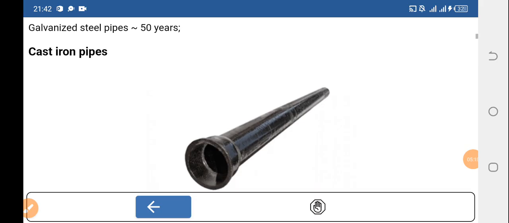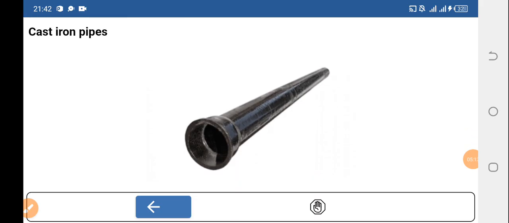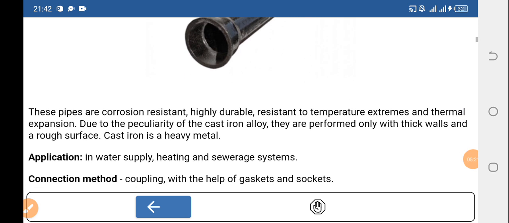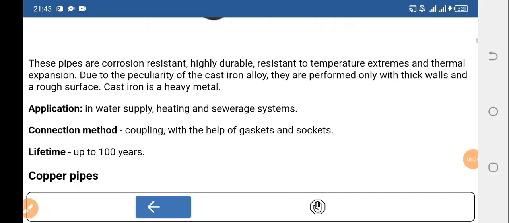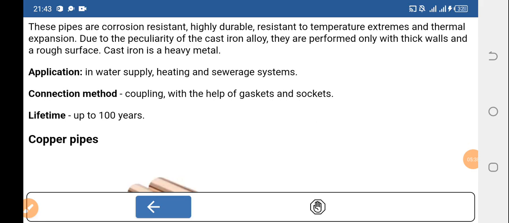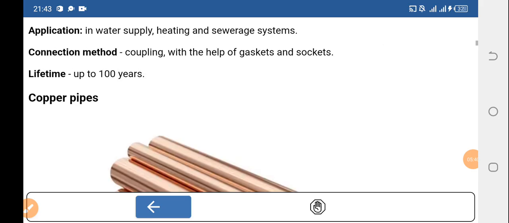We come to cast iron. The cast iron actually is a heavy pipe, and it looks black in color, and the pipe can also be used in wastewater and heating systems or cold water supply and other things. Then the method of joining, we said, is coupling with the help of gaskets and sockets. Lifetime is up to 100 years.